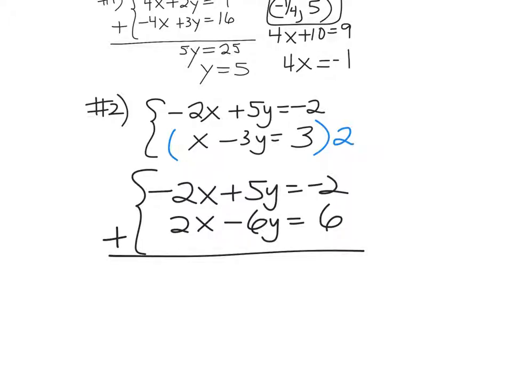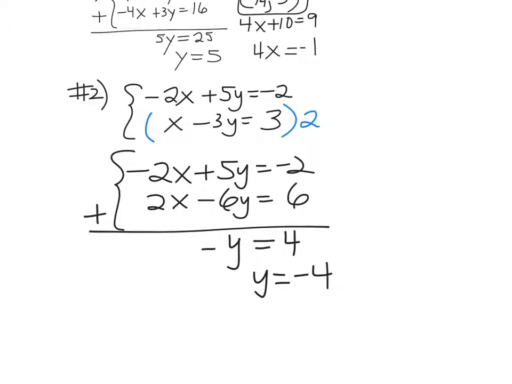So my x's will eliminate. Negative y equals 4. Divide by negative 1. So y equals negative 4. A lot of people might stop there on accident. Don't be one of those people. Keep going. Negative 4 is the y value.